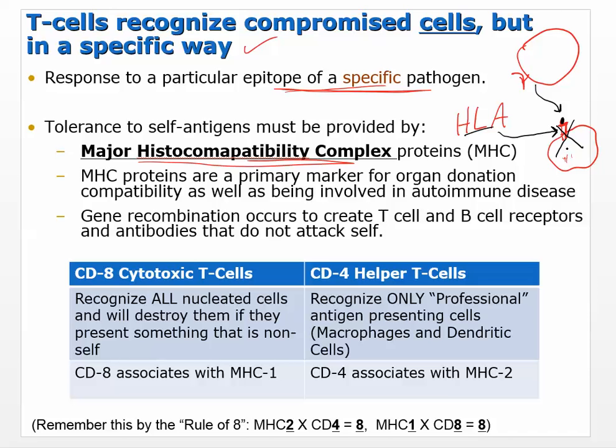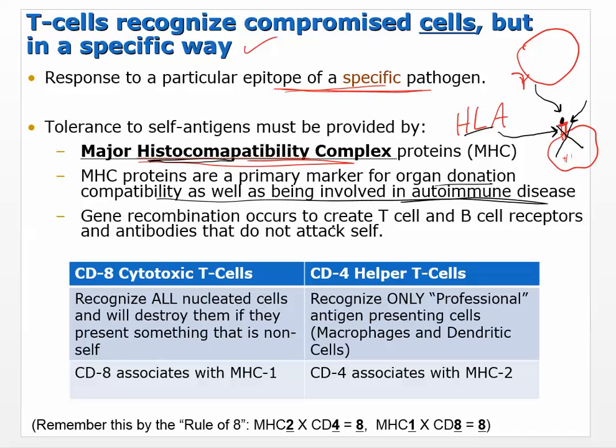Now, if you're getting an organ donation or an organ transplant from someone else, you want to make sure that this protein, which is expressed on every single cell of the body, is as close a match as possible. And so that's where it gets its name, histocompatibility, tissue compatibility, or human leukocyte antigen. Major histocompatibility complex proteins are a primary marker for organ donation compatibility, as well as being involved in autoimmune diseases, which we'll talk about later.